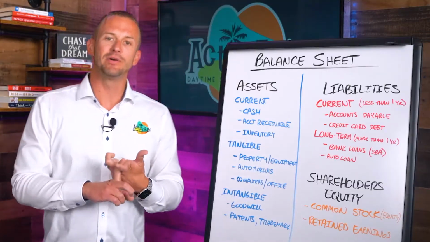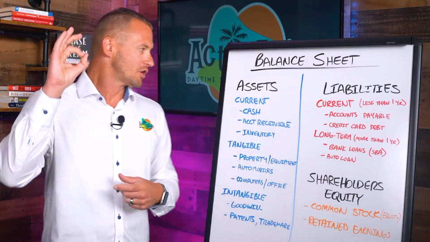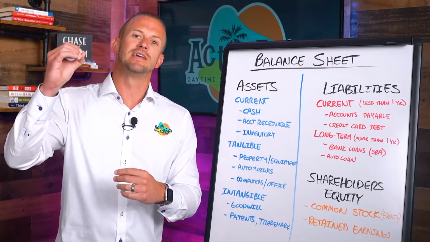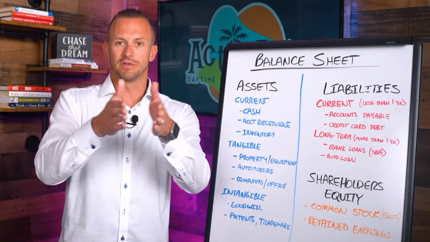When it comes to your liabilities, you're going to have two types: current liabilities and long-term liabilities. Current liabilities are gonna be things that are maybe owed within the next 12 months.